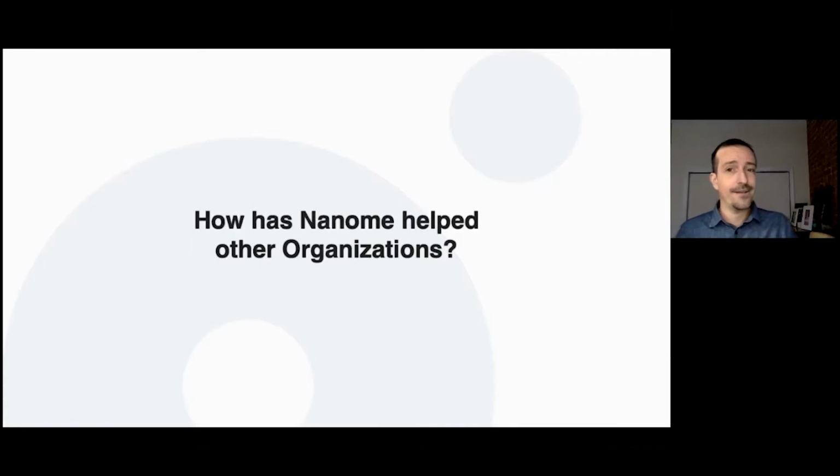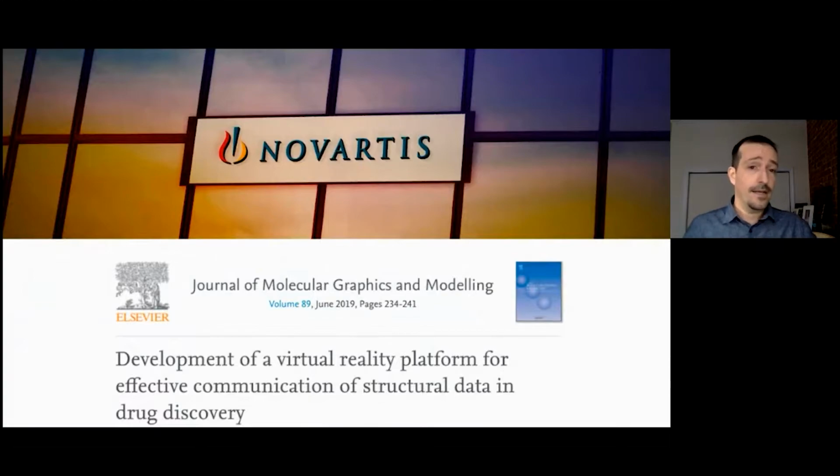So how has Nanome helped other organizations? Well, in many ways. For starters, Novartis. We've been working with Novartis since 2017. We connected their teams across San Diego, Boston, and Northern California, and we co-authored a paper, which is the one that I'm showing here, in which we described this platform. That was published in the Journal of Molecular Graphics and Modeling. And I believe it's available for download at our booth, by the way.